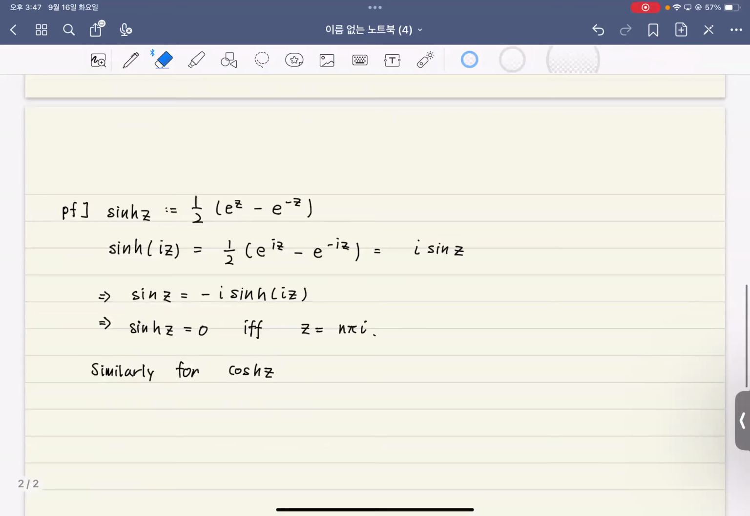All right. Now we're moving on to the next section, 13.3.7, which is about the complex logarithmic function.